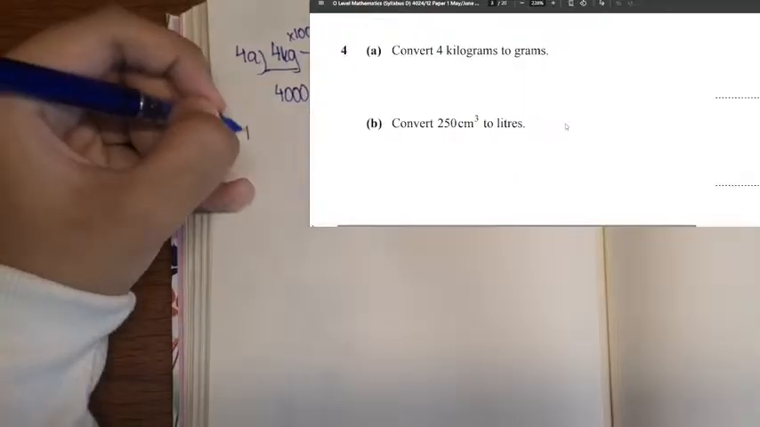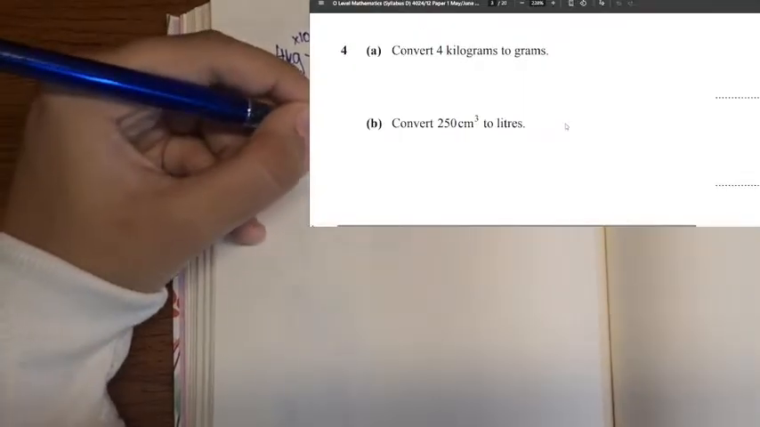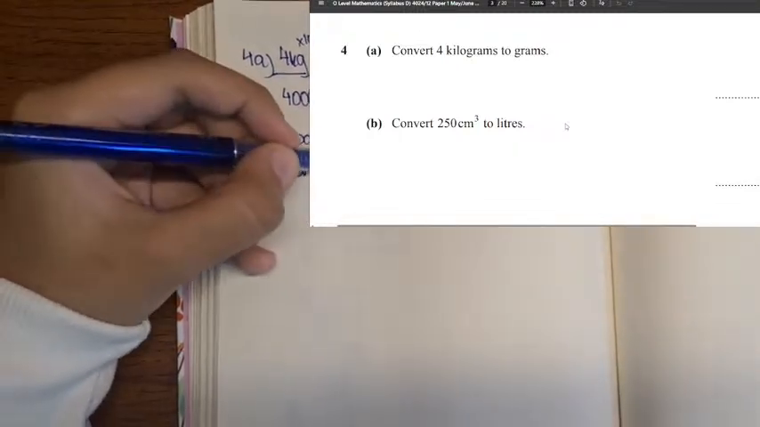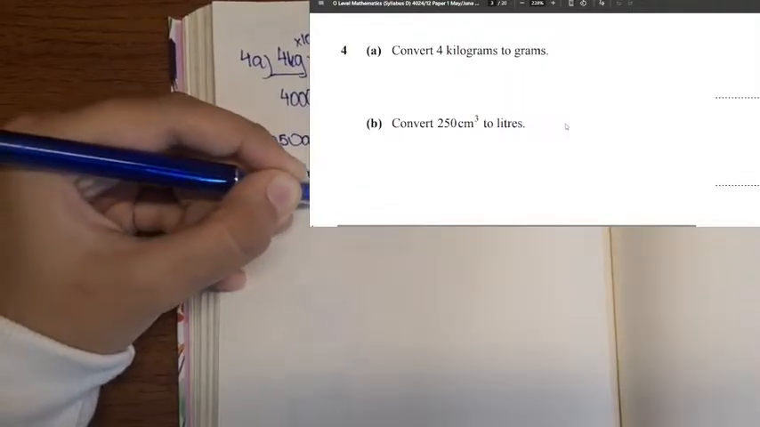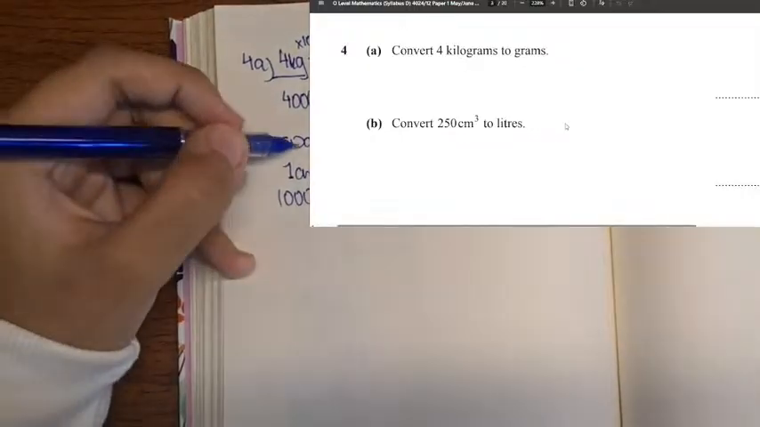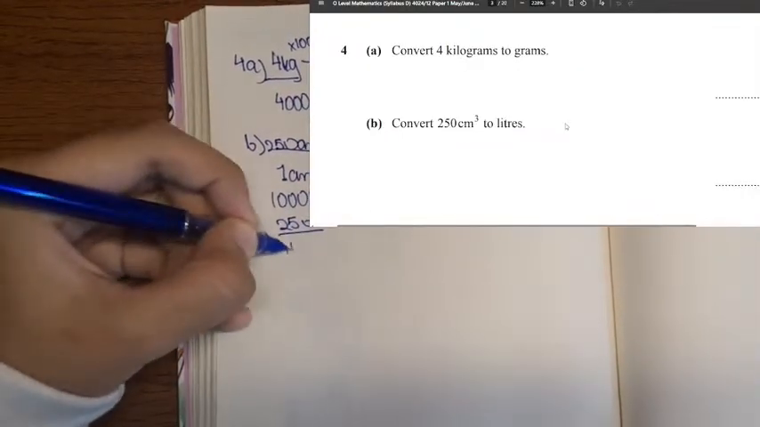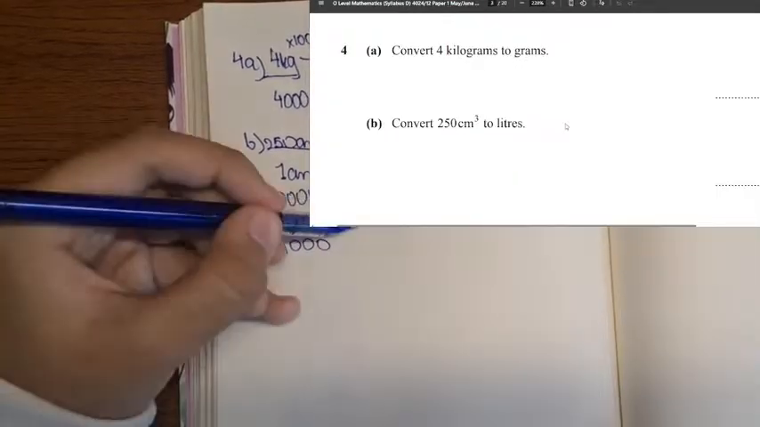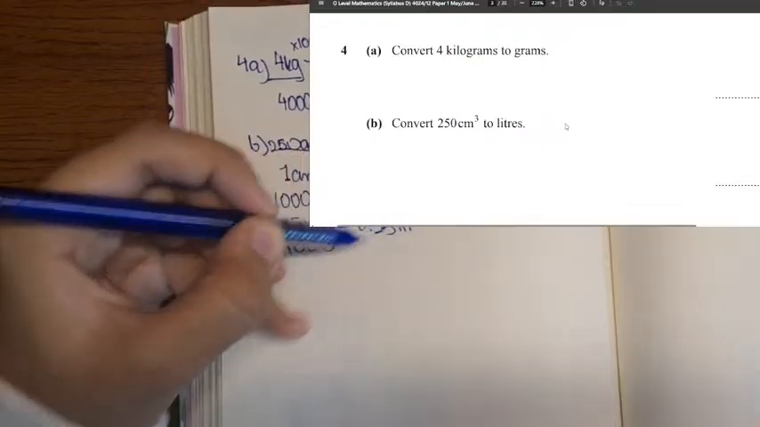The next thing we have is to convert 250 centimeter cube to liters. So the important thing to know over here is that 1 centimeter cube is equal to 1 milliliter. That must mean 1000 centimeter cube is equal to 1000 milliliter, which is also known as 1 liter. So if we have to convert 250 centimeter cube into liters, then we divide it by 1000, because we're converting from a smaller unit to a larger one. So this becomes 0.25. And that is the number of liters that are contained within 250 centimeter cube.